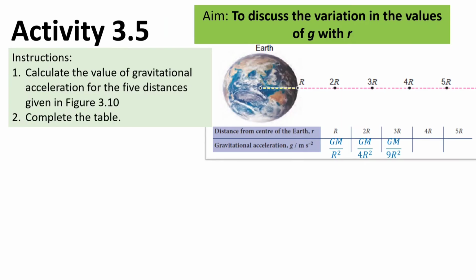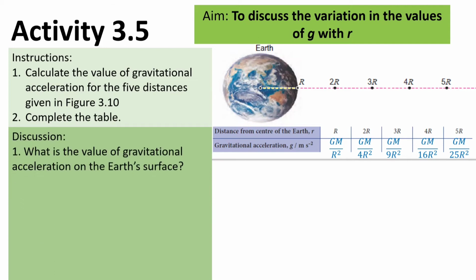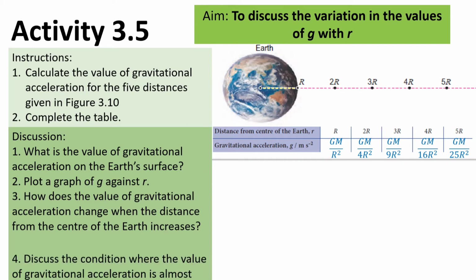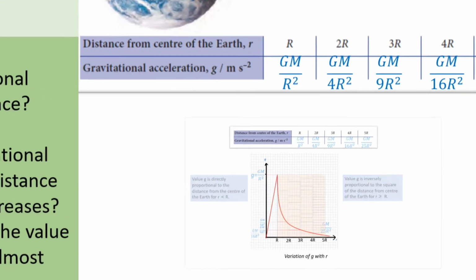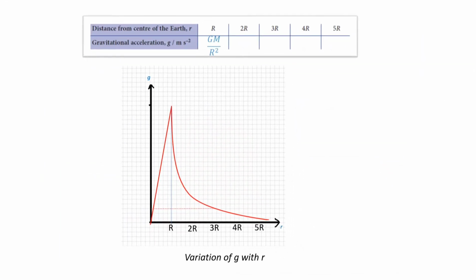You can also draw a graph from this data. I don't use numerical values, I use the symbols GM and r squared. So how does the graph look? When you plot the graph, this is what you will have.